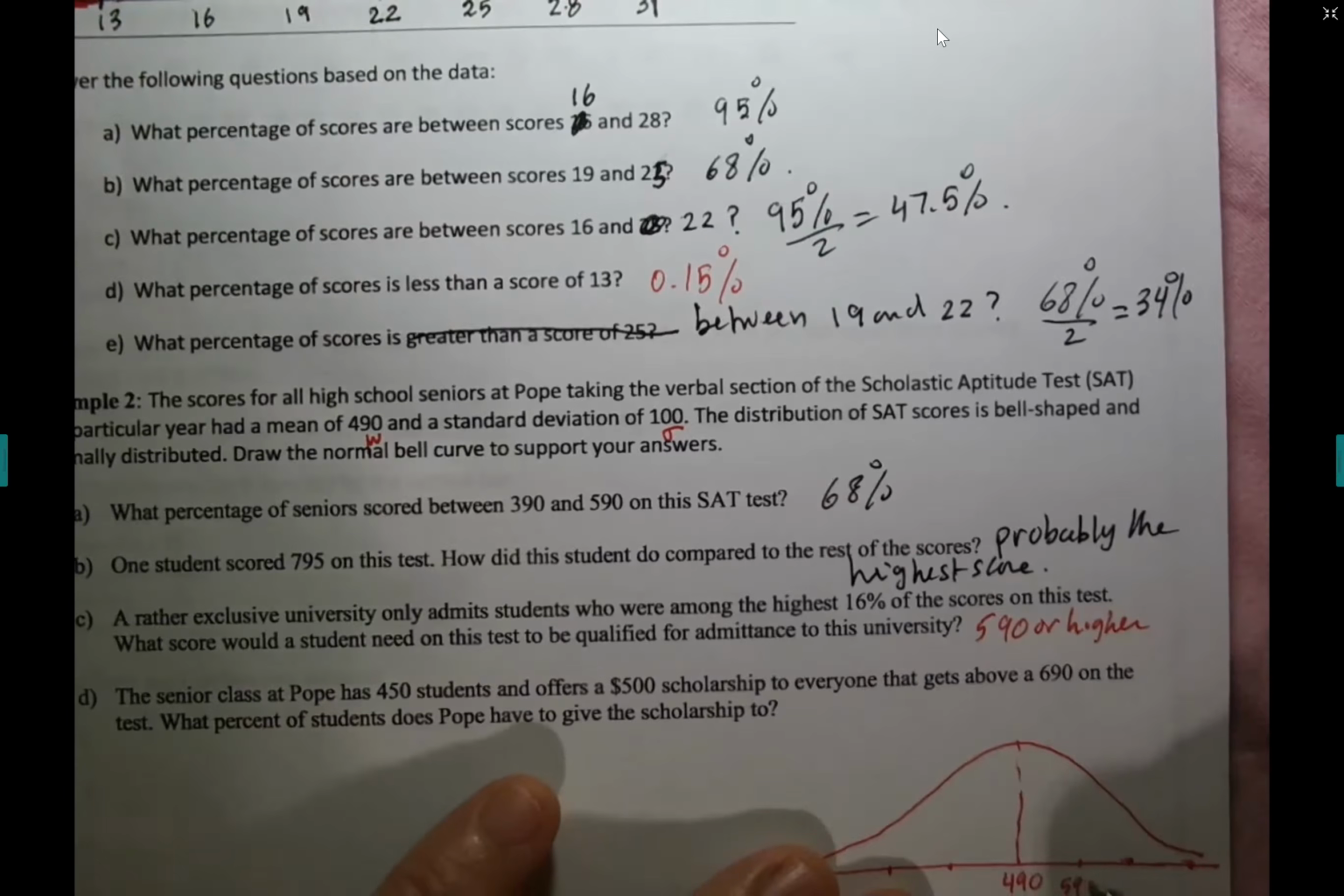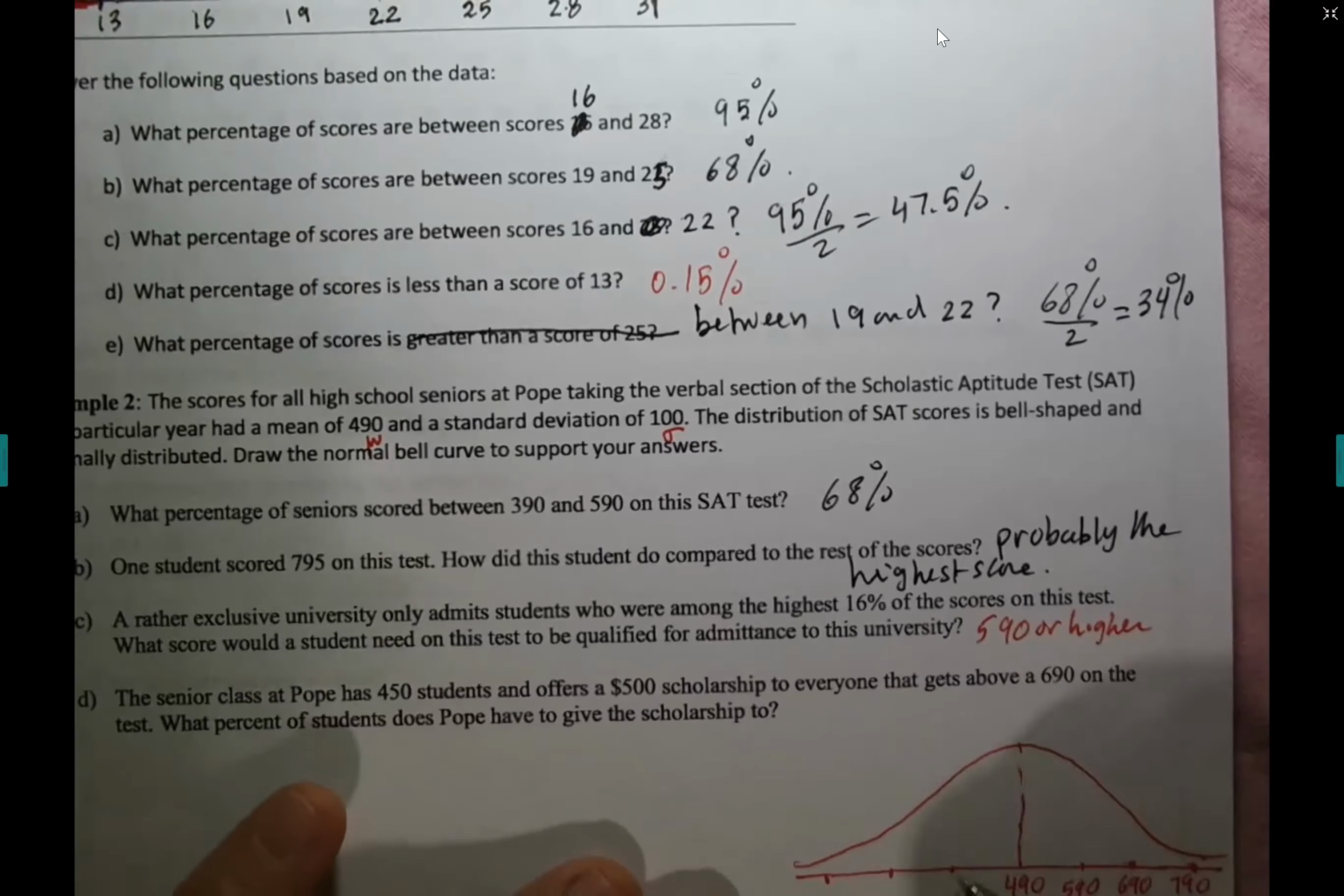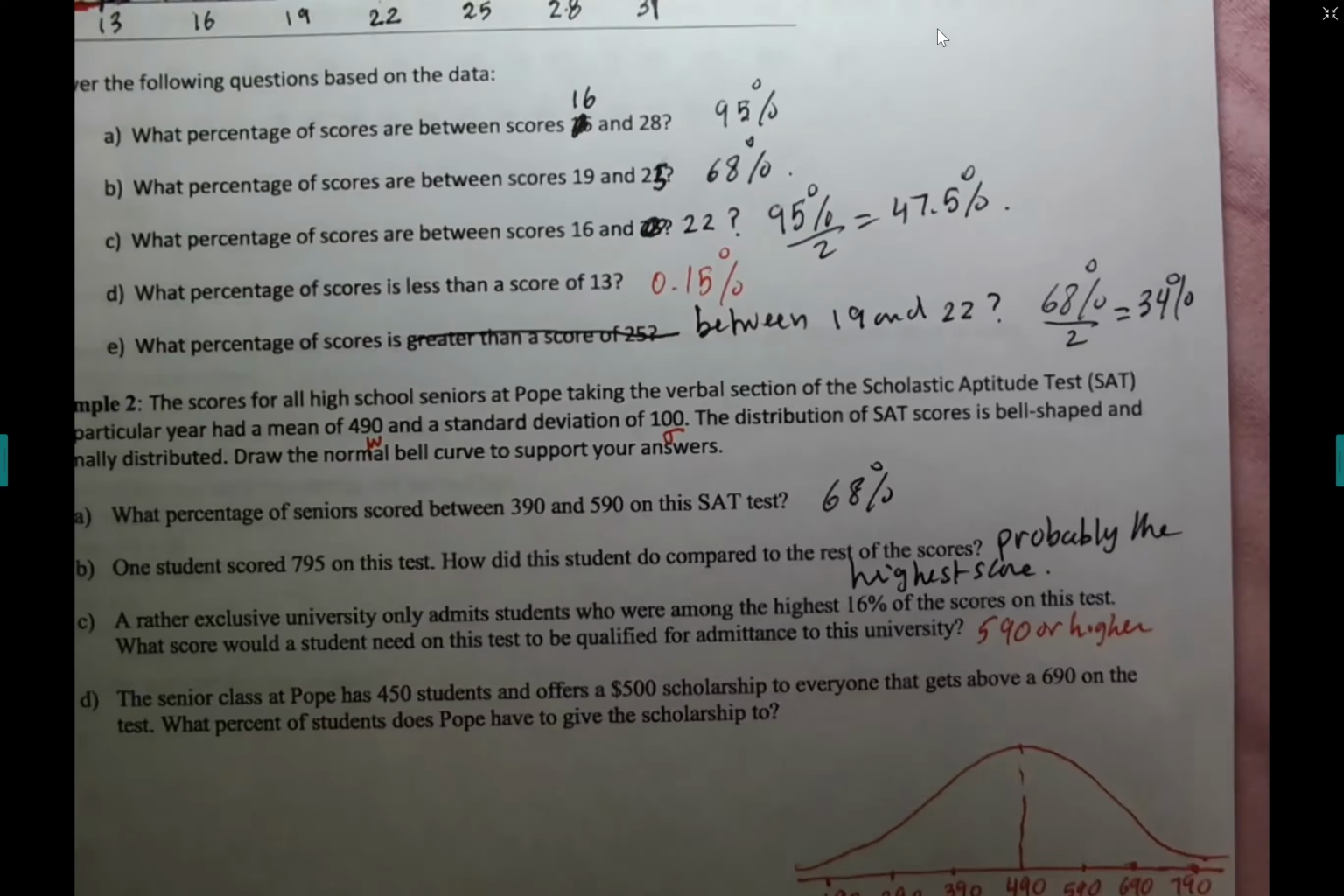590, 690, 790, and then 390, 290, 190. Okay. The last question.